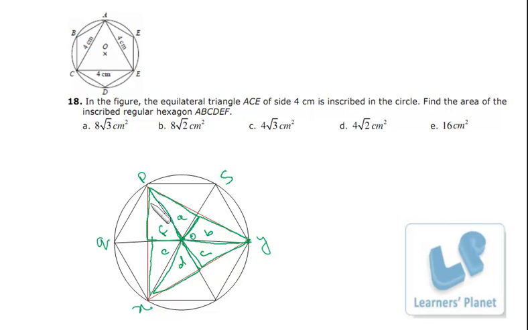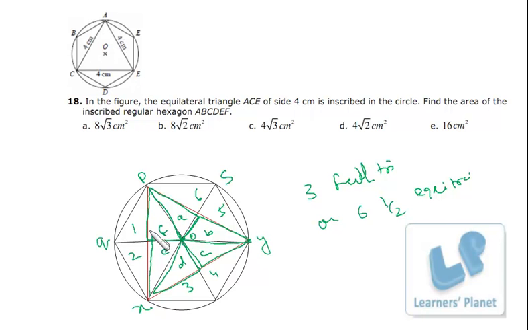So precisely we have 1, 2, 3 full triangles or 6 half equilateral triangles. Getting my point? And in this hexagon we have 6 more parts. 1, 2, 3, 4, 5, 6. So 6 parts are inside this triangle and 6 parts are outside this triangle. So the entire area will be double the area of triangle PXY, that is ACE over here, right?